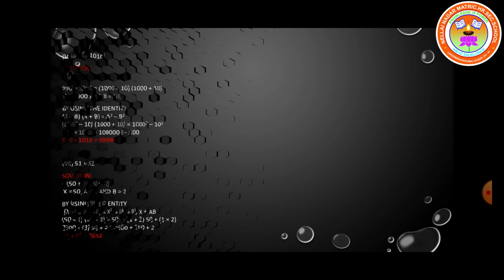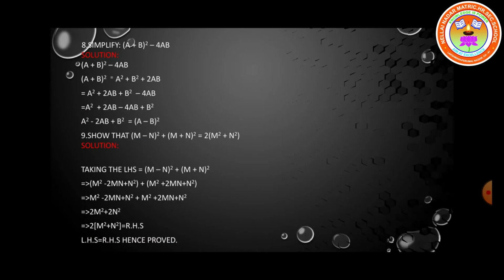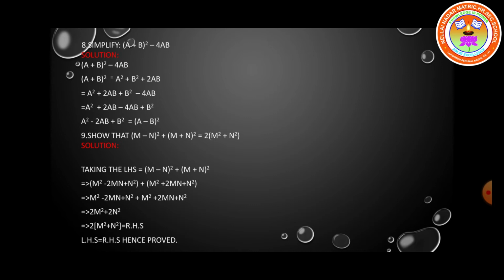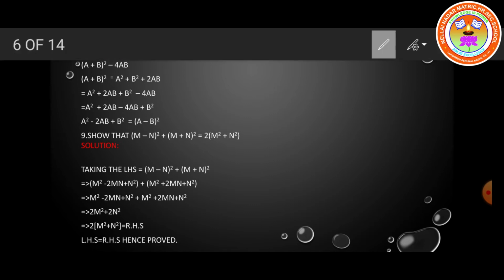Next sum, eighth sum. Eighth sum is what? Simplify (a plus b) the whole square minus 4ab. (a plus b) the whole square can be written as what? a square plus b square plus 2ab. Can you understand, all of you? You have to see that (a plus b) the whole square is equal to a square plus b square plus 2ab.